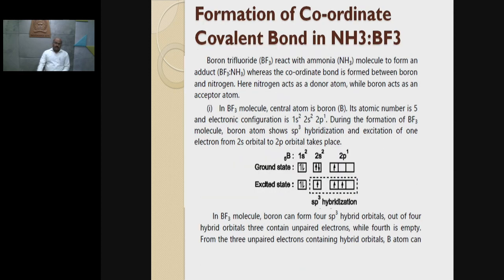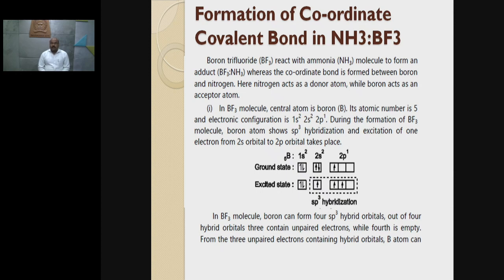Let us explain with an example how the coordinate bond can be formed, like the NH3BF3 adduct. During the explanation of this formation of coordinate bond, we first identify the donor atom, and then we have to identify the acceptor atom. In the NH3BF3 molecule or adduct, there are two molecules which are joined with each other by the coordinate bond. That is the ammonia molecule and the boron trifluoride molecule. First, we will see the boron trifluoride molecule.